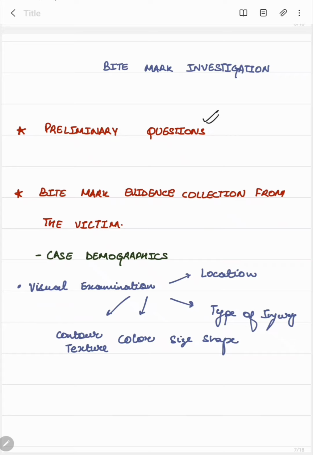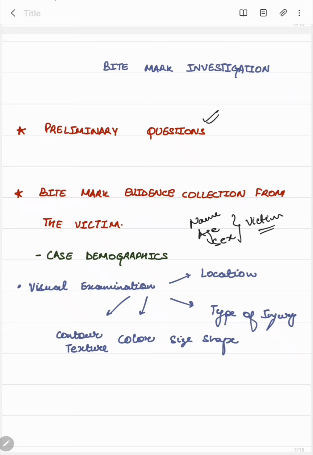Now the bite mark evidence collection from the victim. So the first one is the case demographics that should be recorded, right? For that purpose, vital information should be collected first, such as name, age, sex of the victim, right? Also the police case number, date of examination and the name of examiners should also be collected, right? This information should be there.